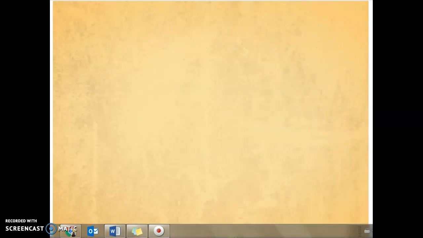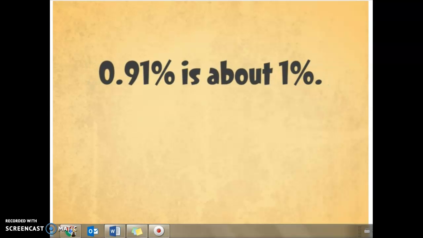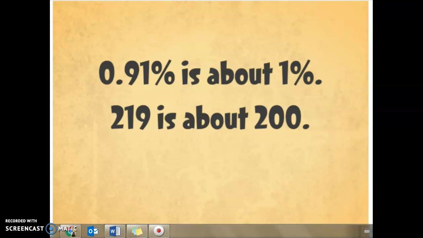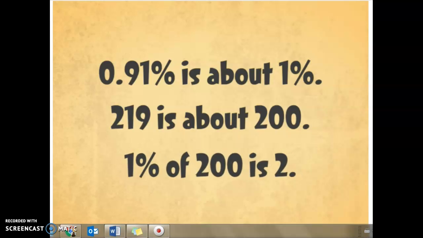How could we estimate to check that our answer is reasonable? Well, 0.91% is about 1%, and 219 is about 200. 1% of 200 is 2. So, our answer is reasonable.